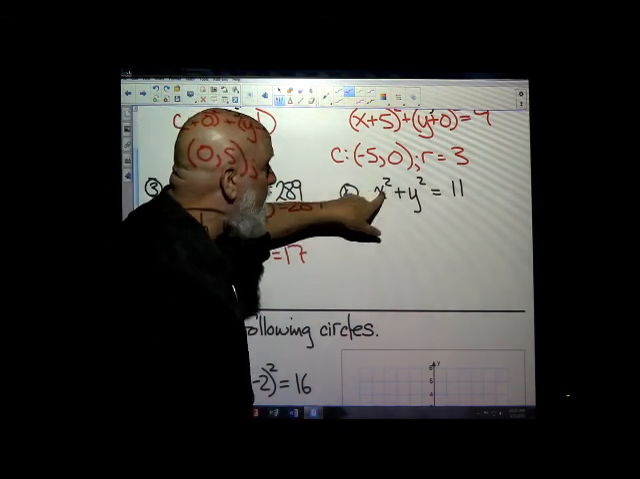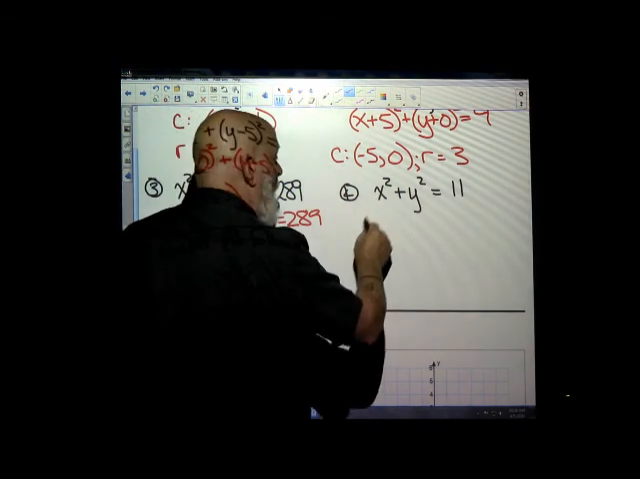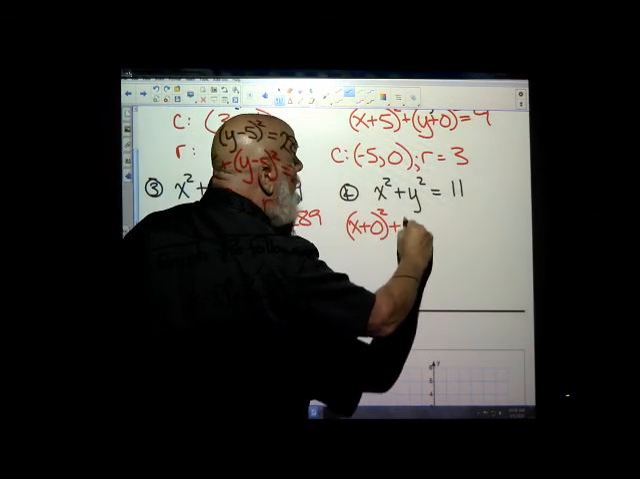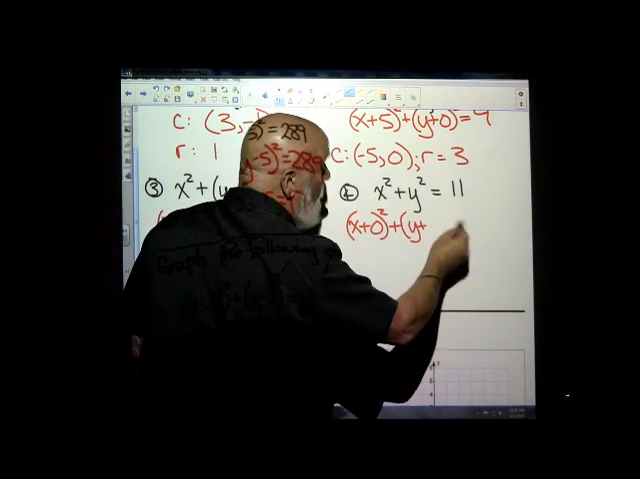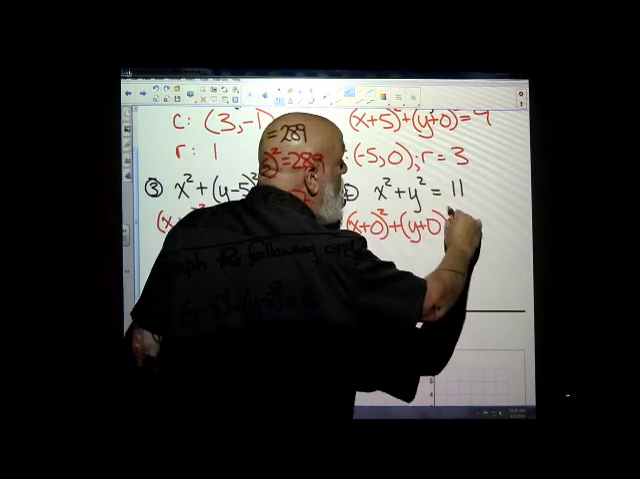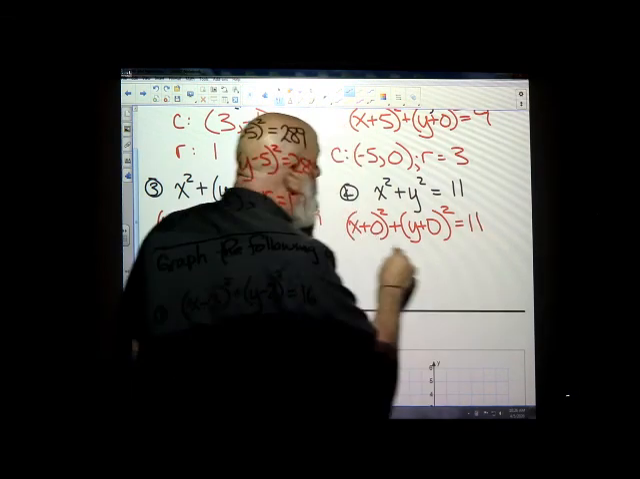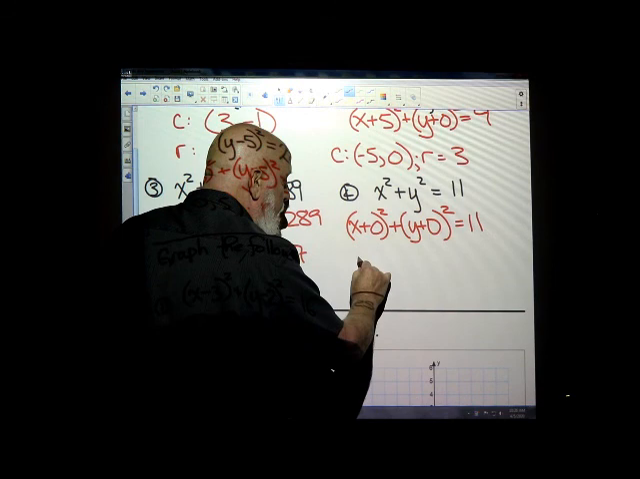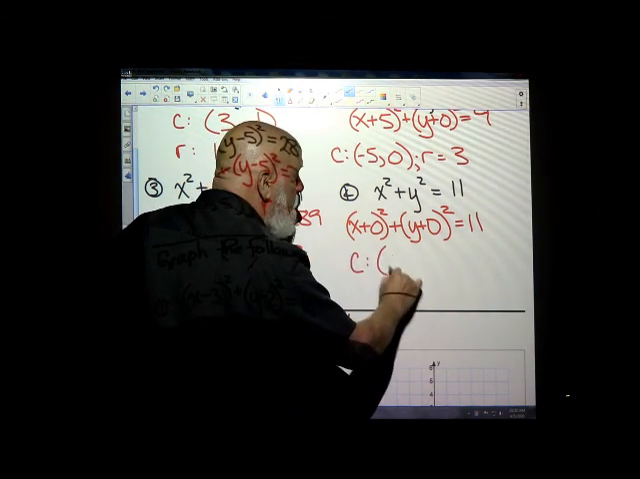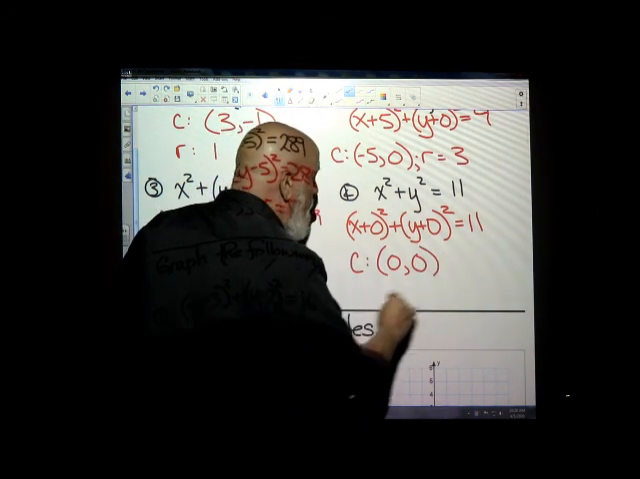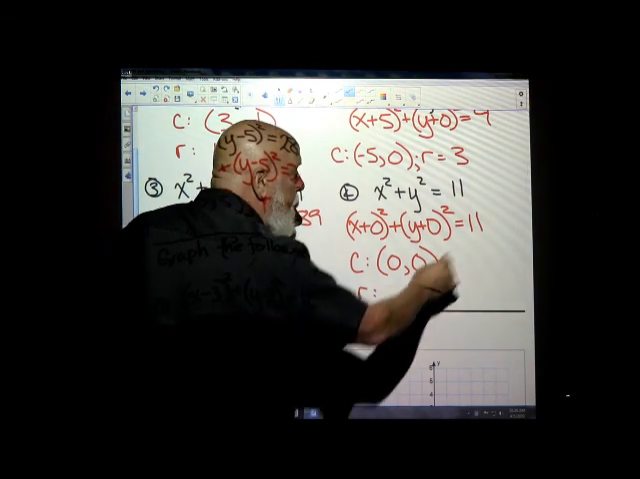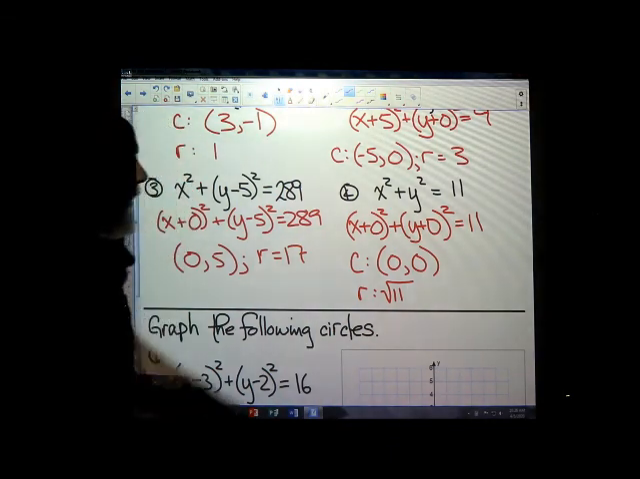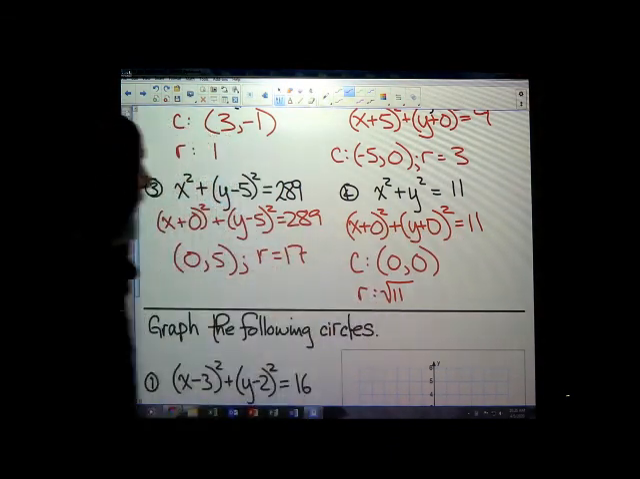And here we have one that's centered at the origin. We could think of it as x plus or minus 0 squared plus y plus or minus 0 squared is equal to 11. So my center would be the opposite of 0, which is 0 in each case. The center would be 0, 0. That's the origin. And the radius would be the square root of 11, which is radical 11. We don't know what it is, so we'll just leave it in radical form.